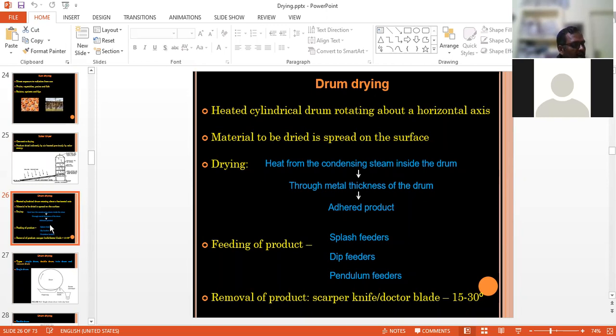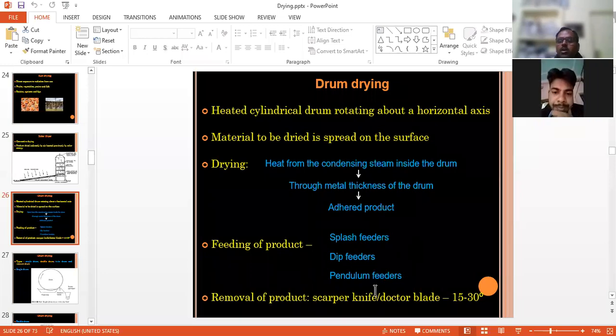It is removed by the doctor's blade, a stationary knife located opposite to the application of the milk. The milk film in the form of sheet has to be ground and sieved in order to get a uniform size of powder particles. So that is the drying. We use heat from the condensing steam inside the drum. So the drum is heated, and the heat passes through the metal thickness of the drum to the adhering product. Then comes the feeding of the product, using dip feeders or pendulum feeders.